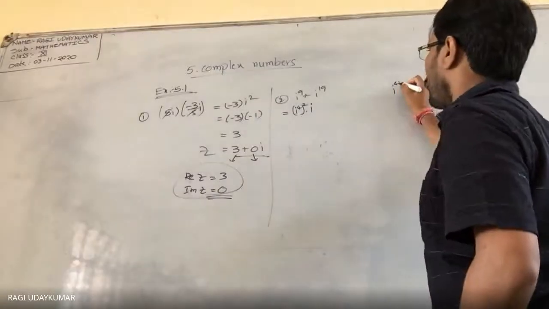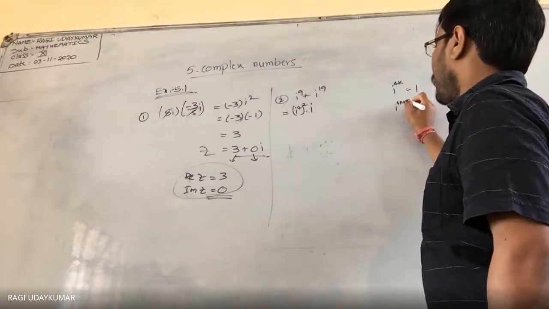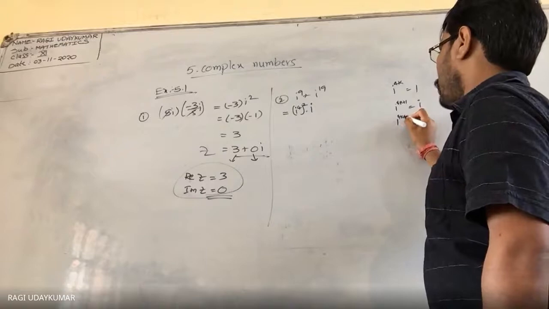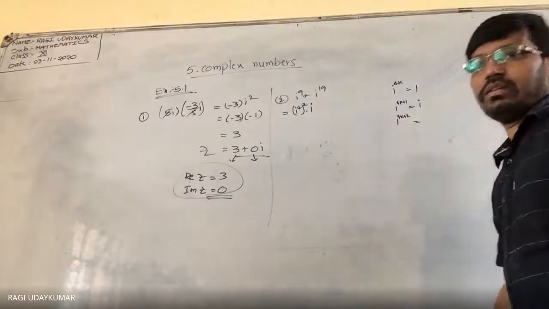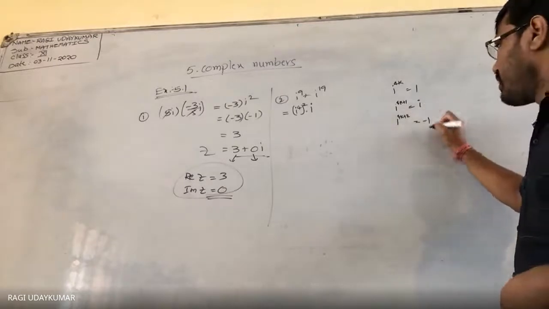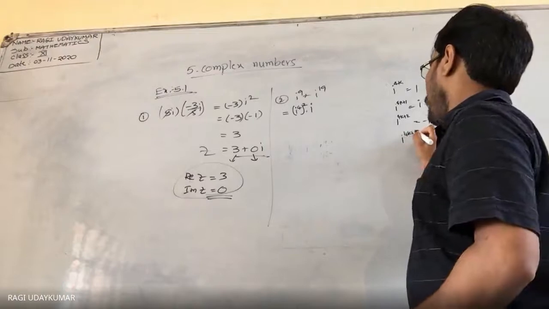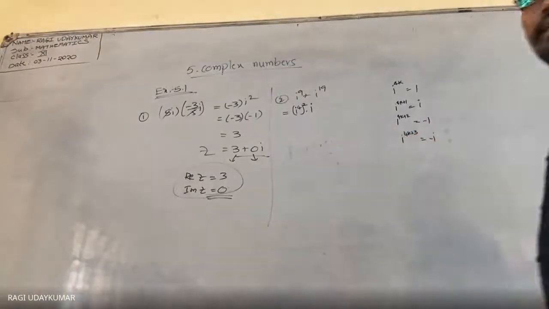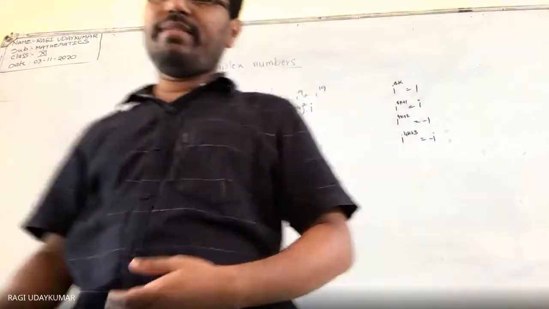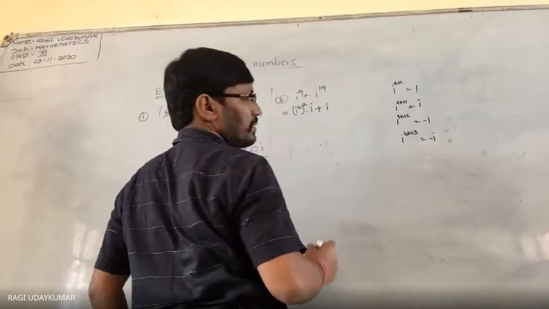i to the power of 4k is equal to 1. i to the power of 4k plus 1 is equal to i. i to the power of 4k plus 2: multiply by i again, i square comes, which is nothing but minus 1. And i to the power of 4k plus 3 is equal to minus i. If you remember this, that's okay. In any way you can do it, it doesn't matter.